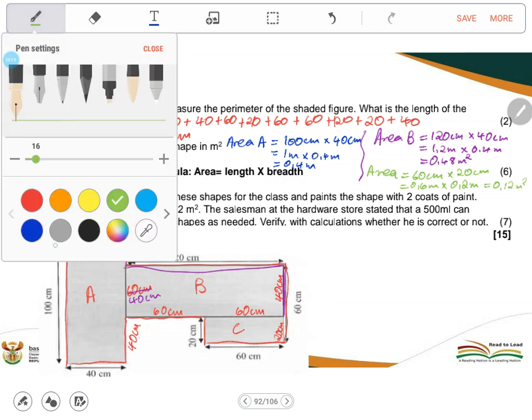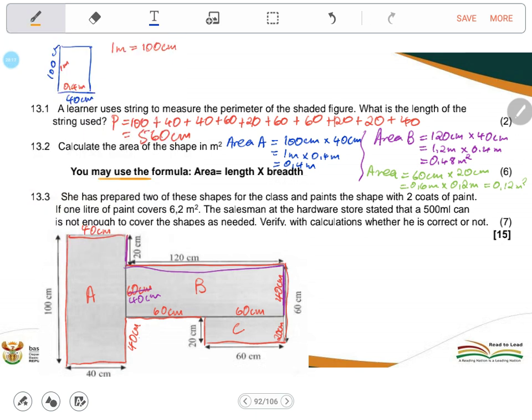Now let's calculate the total area. We'll say total area of a shape is equal to 0,4 meters for area A plus 0,48 for area B plus 0,12 for area C. So this should give us a total of 1 square meter.